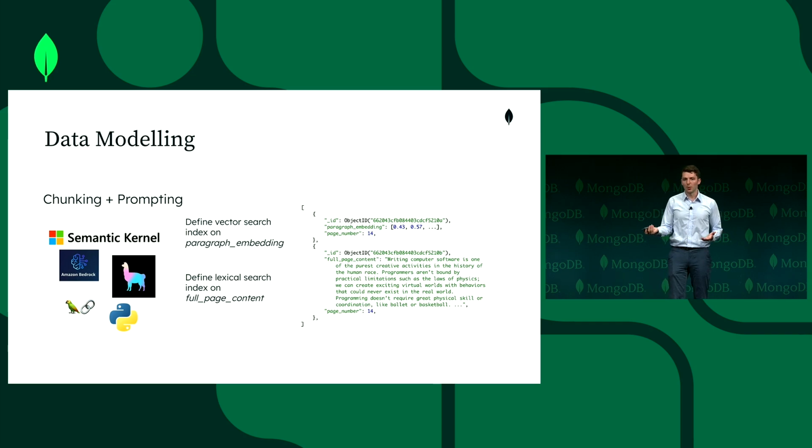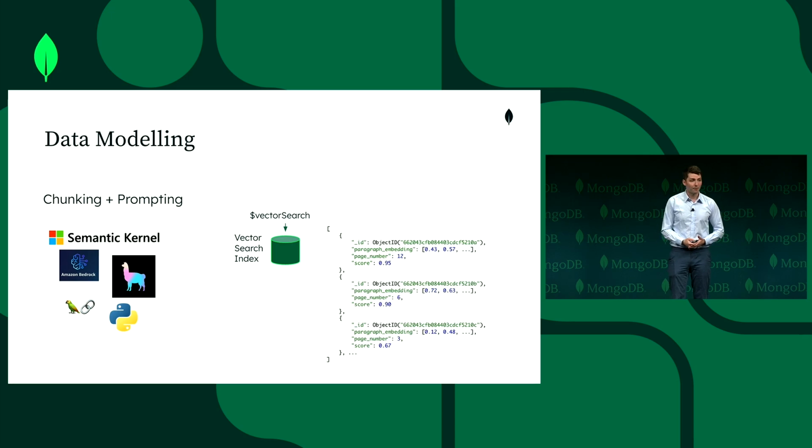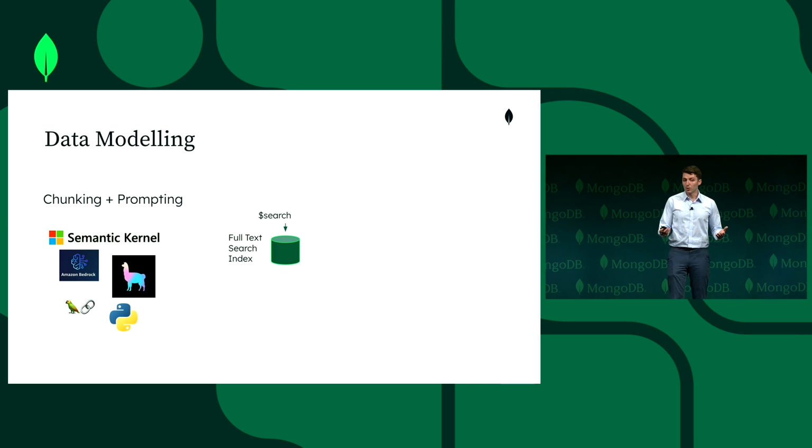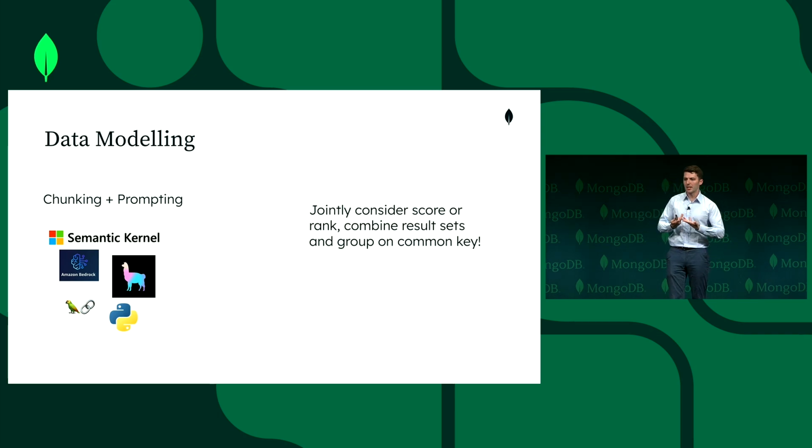So this is fundamentally doable in the system today. You could define a vector search index on the documents that contain paragraph embeddings, and this would yield back a set of documents that contain paragraph embeddings, sorted by the similarity score. You could also define a $search or full text search index on the same collection, and execute a $search query to yield back the documents within that collection that contain that indexed full page content field. You can then jointly consider these and combine the result sets using a method called reciprocal rank fusion. We have a tutorial that has code in our docs about how to do this.